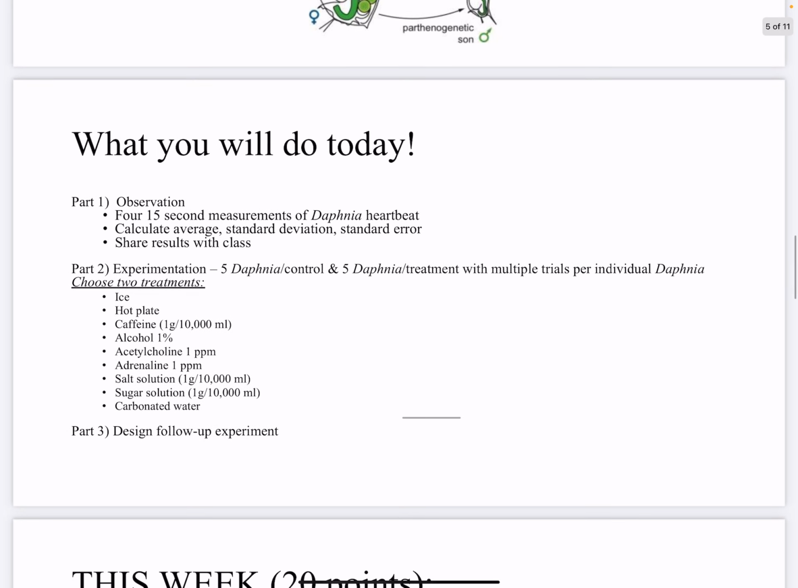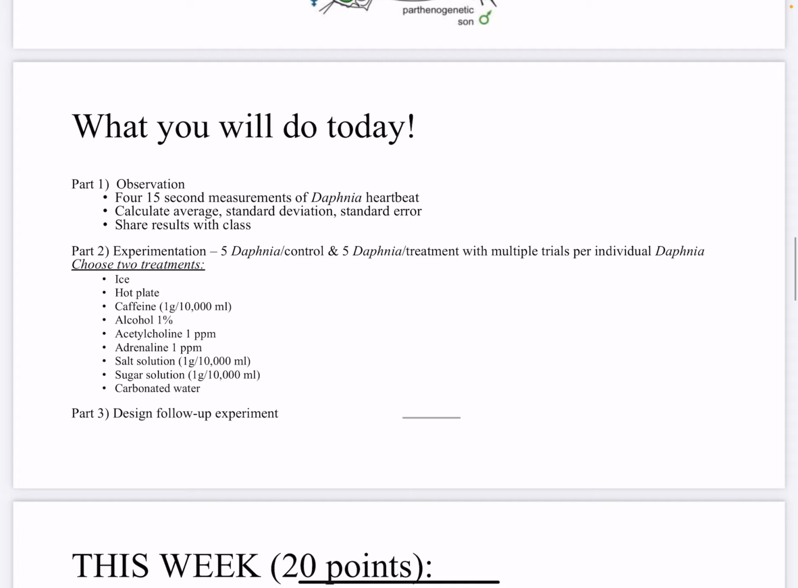So what we will do in lab is there's going to be 3 parts. The first part is observation, where you will take 4 15-second measurements of the Daphnia heartbeat. You'll calculate the average, the standard deviation, and the standard error, and then you'll share those results with the class. And this will give a baseline of what you're looking at in terms of the cardiac output of Daphnia.